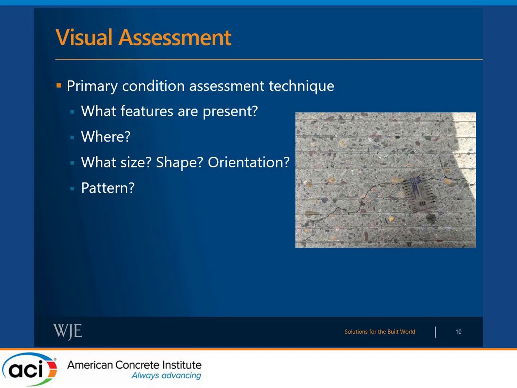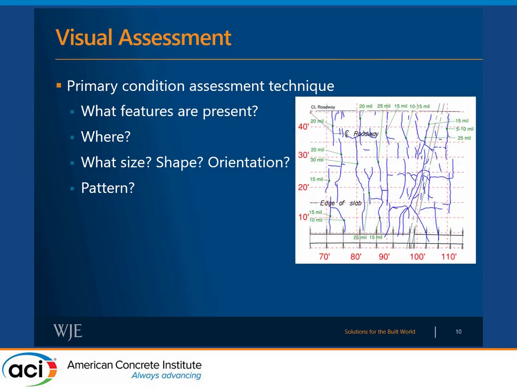So when performing a visual assessment, the things that we're looking for are what features are present. Are there cracks? Are there spalls? Are there delaminations? And so on. For each feature, where are they located? We might want to make a map of them. What size are the features?